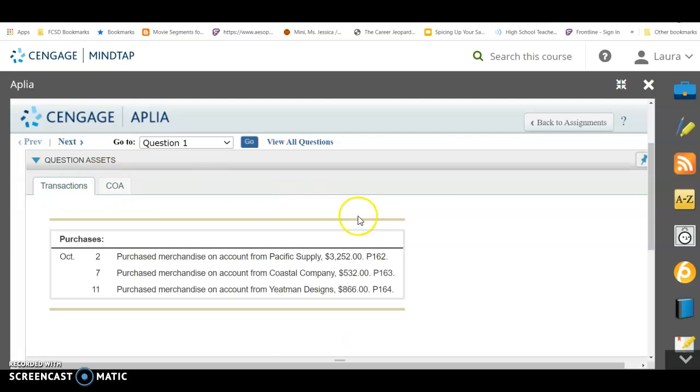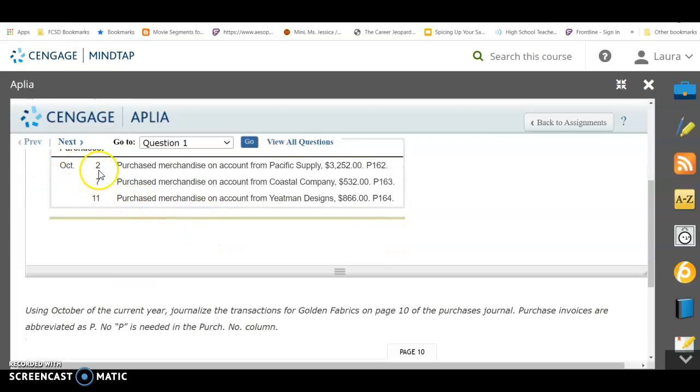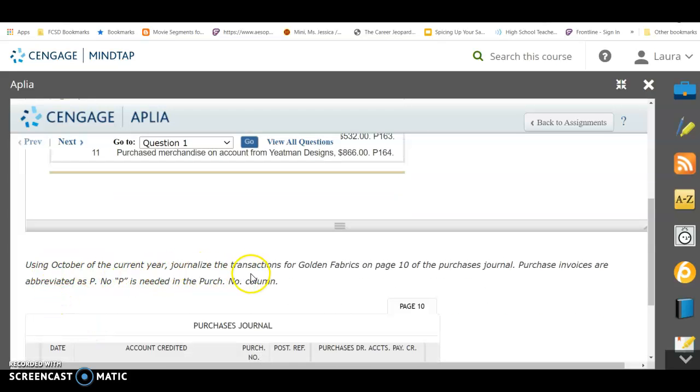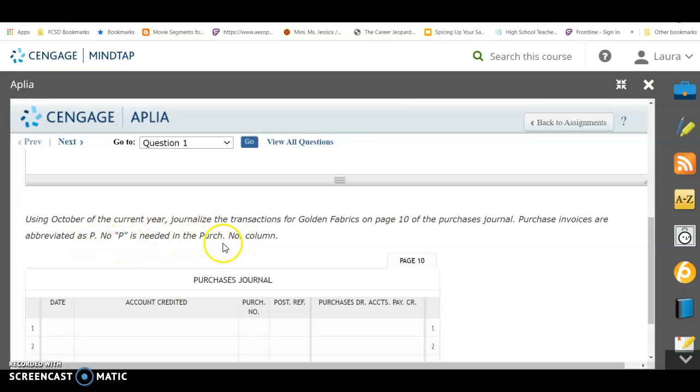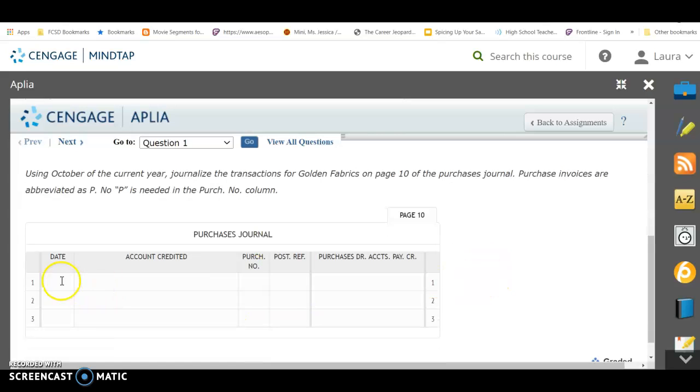If we go back to our transactions, we have 3. On October 2nd, purchase merchandise on account from Pacific Supply for $32.52, P162. P means the purchase invoice that we have. This is a buy now, pay later because it says on account. It says down here in our instructions, using October of the current year, journalize the transactions for Golden Fabrics on page 10 of the purchase journal. So here's page 10. They are abbreviated as P for the purchase invoice in the column where it says purchase number.